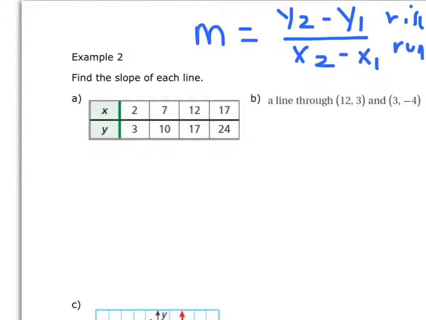Remember, slope is rise over run. So up top here, by doing y2 minus y1, we're going to find the rise. By doing x2 minus x1, we're going to find the run.